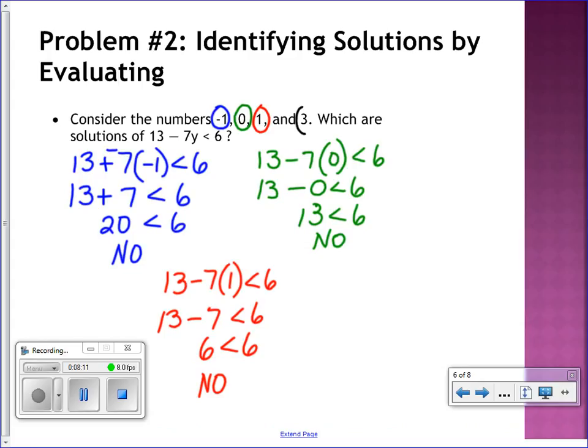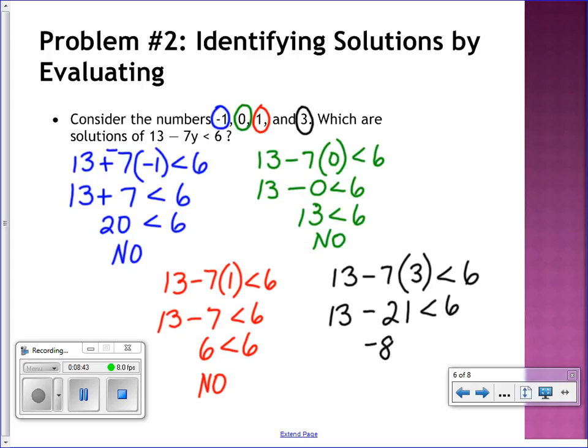This is not a solution. And finally, we're going to check out the 3. All right, so we have 13 minus 7 times 3. And our question is, is that less than 6? All right, so evaluating, and again, we multiply using the order of operations before we subtract. 7 times 3 is 21. 13 minus 21 would be -8. Is -8 less than 6? And our answer to this, of course, would be yes.